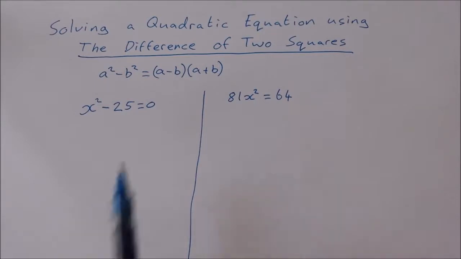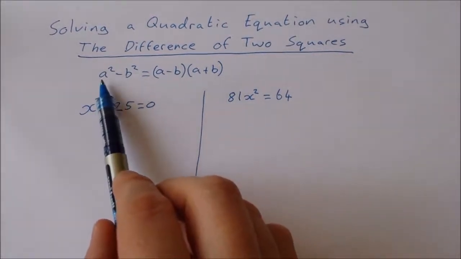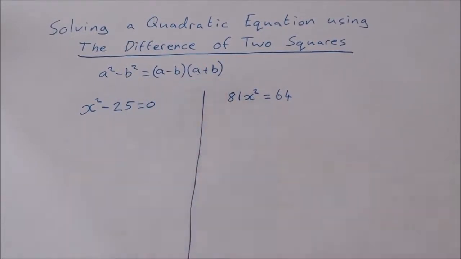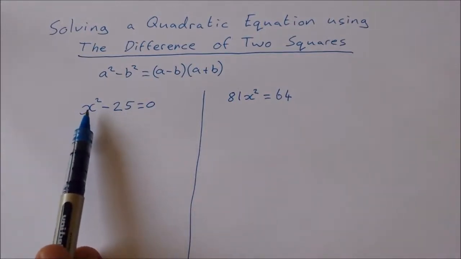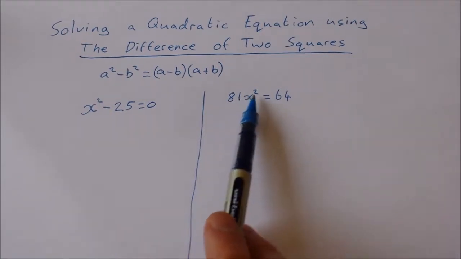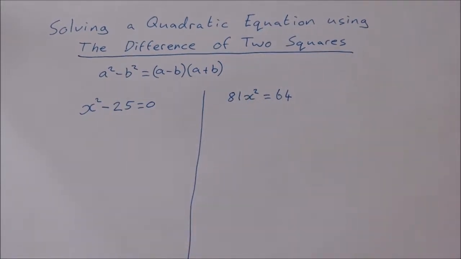Okay, so just a quick reminder of what the difference of two squares is. We have a squared minus b squared is equal to a minus b times a plus b. I'm going to show you two examples in this video. I'm going to show you x squared minus 25 is equal to 0 and 81x squared is equal to 64.